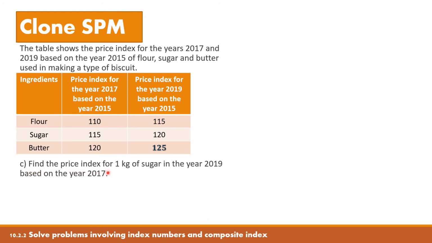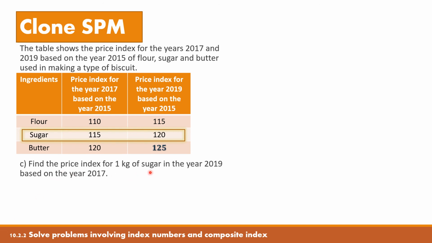And we're followed by the next question, part C of this question. Find the price index for 1 kilogram of sugar in the year 2019 based on the year 2017. As we can see in the table here, we are given the price index 2017 based on 2015 and the price index for 2019 based on 2015. There's no price index for 2019 based on 2017. Therefore, we need to form the price index for 2019 based on 2017 by using these 2 price indices.